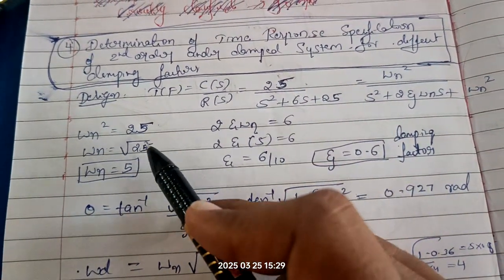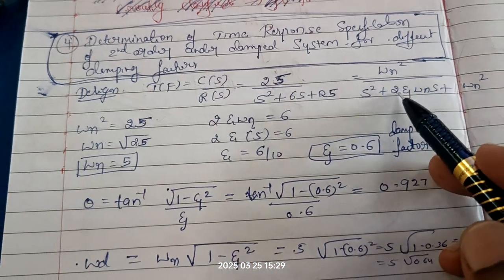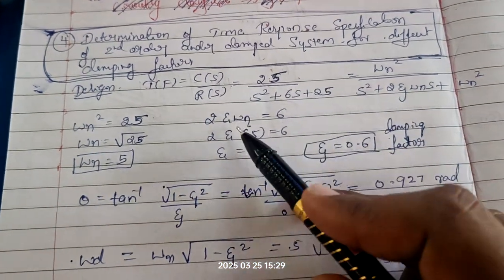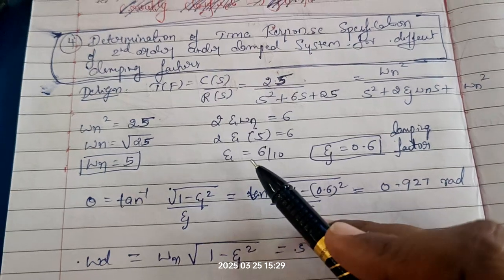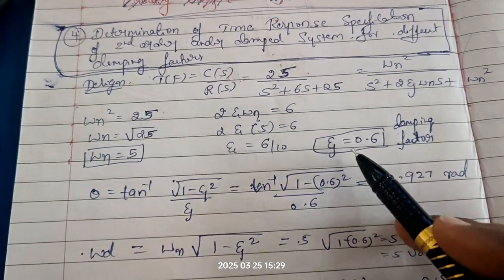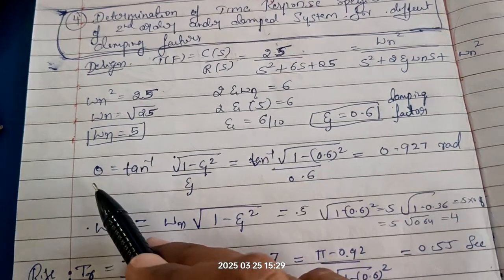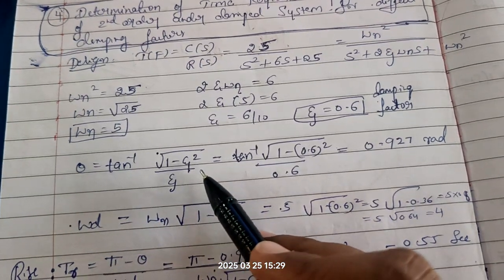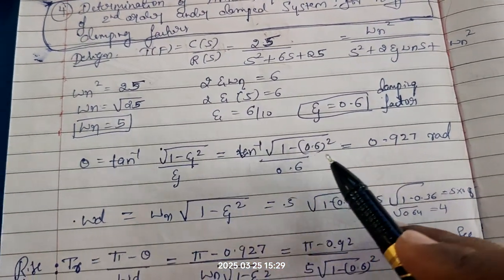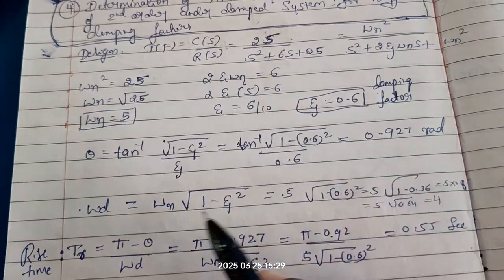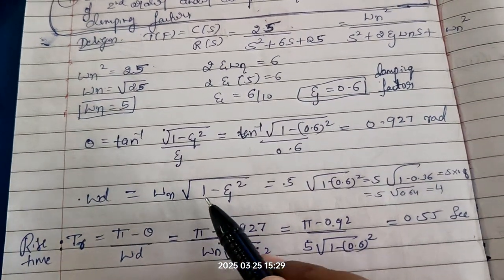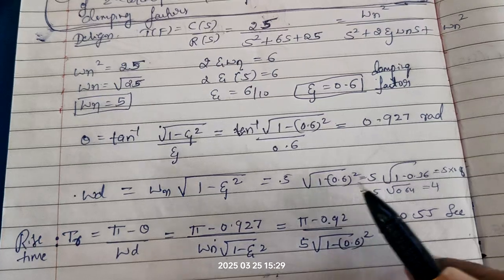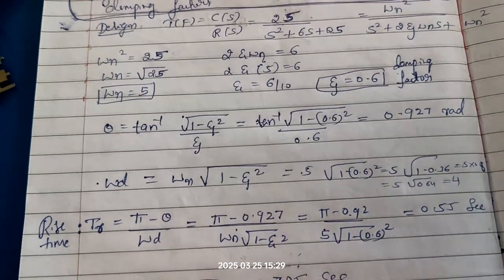Omega n square is 25, so omega n you will get as 5. If you compare the two, you will get the damping ratio as 6 by 10, so the damping factor is 0.6. Theta we will find out as tan inverse of root of 1 minus zeta square divided by zeta. For this you will get theta as 0.92 radians. Omega d is omega n into root of 1 minus zeta square, which equals 4.